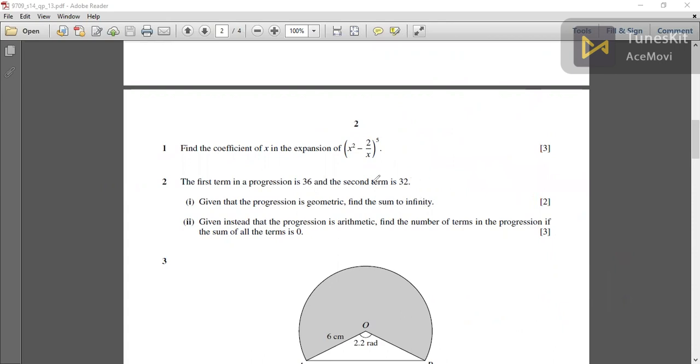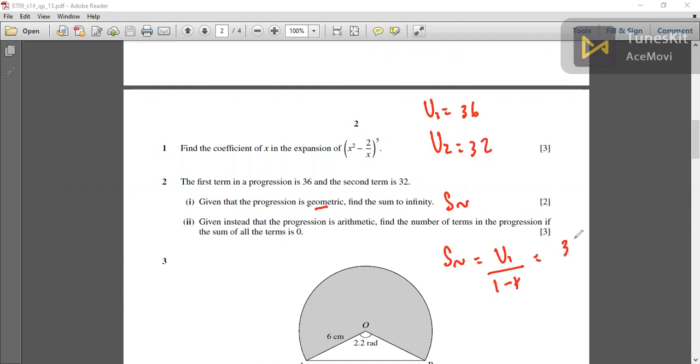Okay, for number 2, the first term in the progression is 36, and the second term is 32. So remember, we have u1 equals 36, and then u2 equals 32. This is the topic of sequences. The sequence will be either arithmetic or geometric. Here we got the clue, it is geometric. And then it asks us to find the sum to infinity.